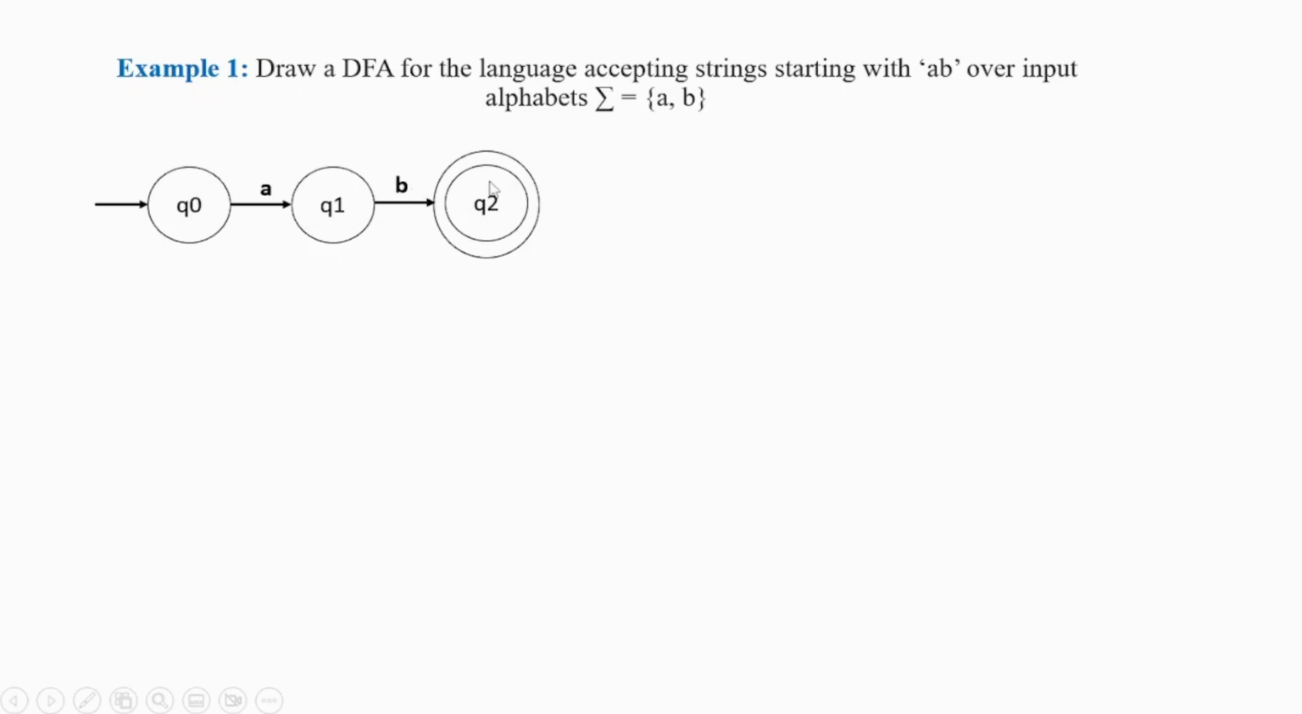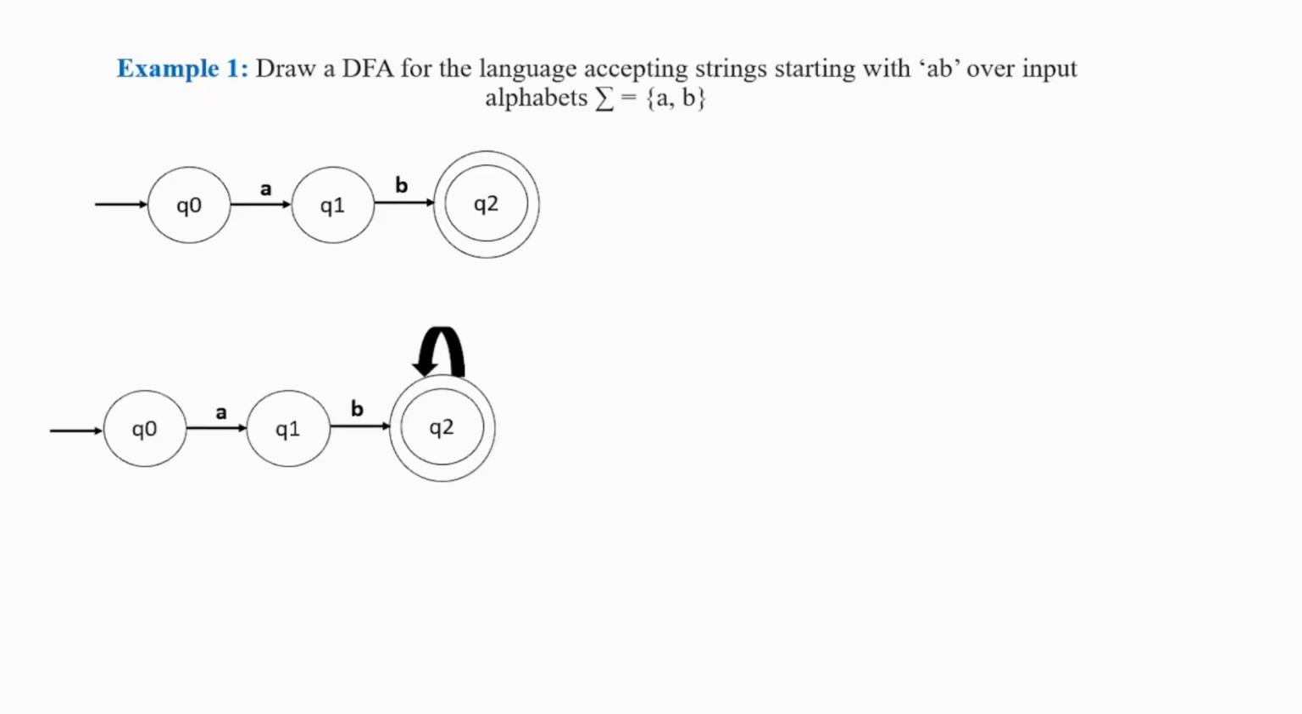So the language can have strings only AB, right? It can have only AB or AB followed by any number of alphabets, right? But it should start with AB. So this is the base condition, right? So it should start with AB. After AB, it can have anything. We are not bothered about what is followed by AB. It should start with AB. Once it has seen AB initially, it will enter into the final state. And we are not bothered about what is followed by AB, right?